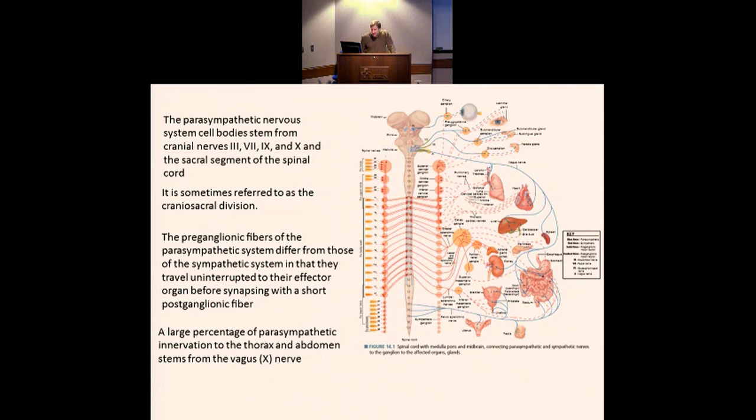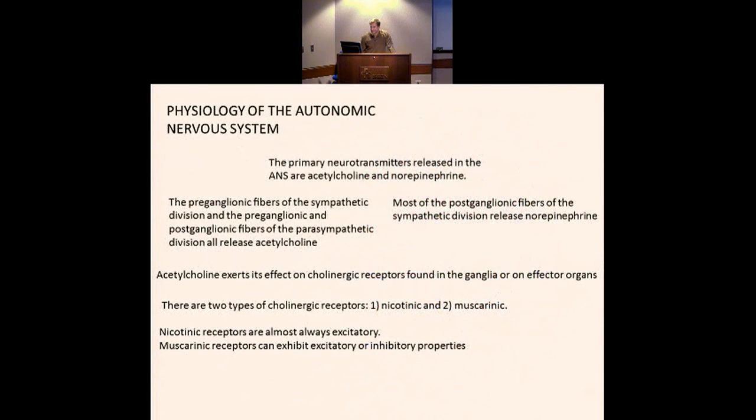The major areas from here, I think it says it's the craniosacral division. So it's your cranial nerves. You don't need to know the actual cranial nerves, but the preganglionic fibers from the parasympathetic division differ from the sympathetic division. They travel uninterrupted to their effector organ. I don't want to worry about that.